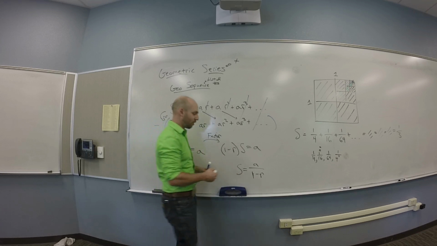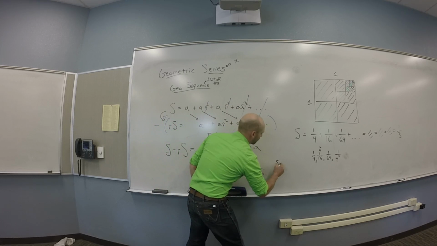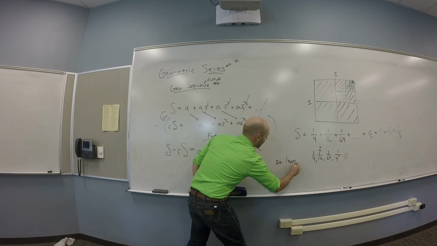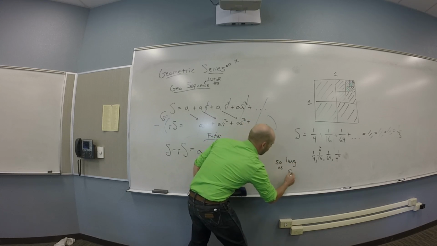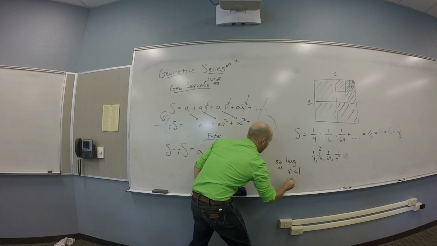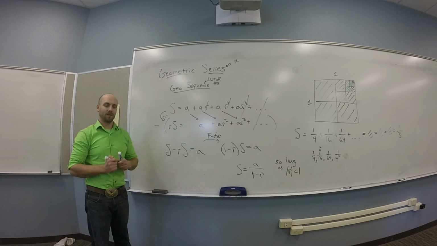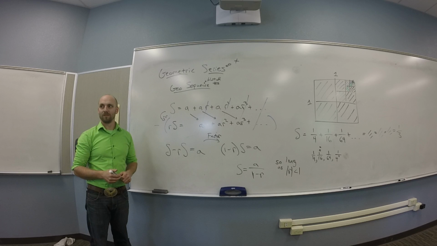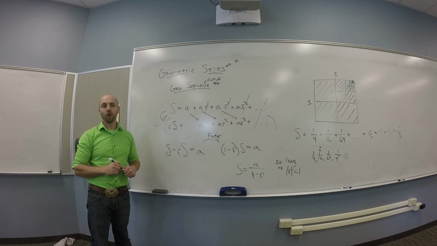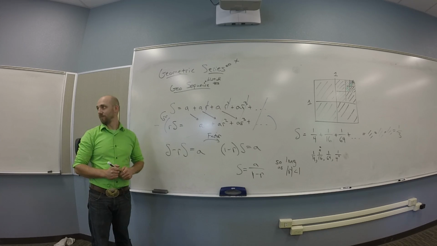So this formula works as long as R is smaller than 1 in absolute value. It'll even work for negative R's as long as they're not too big. You guys cool with that? Don't let them be negative 1 or 1. That will get confusing fast. Cool?